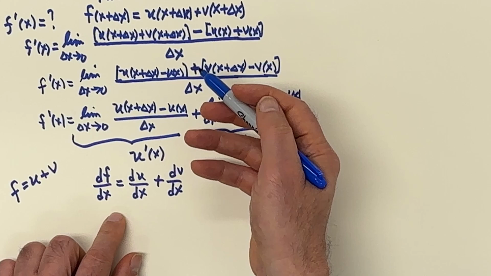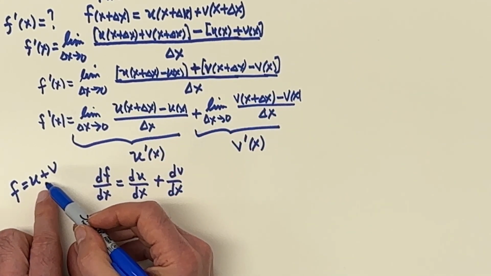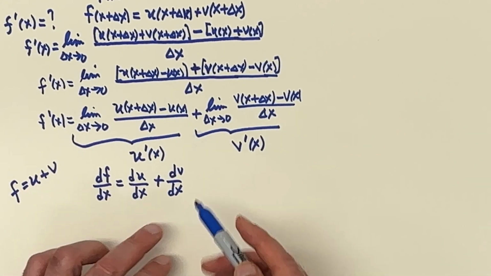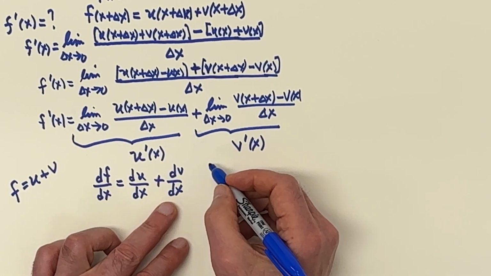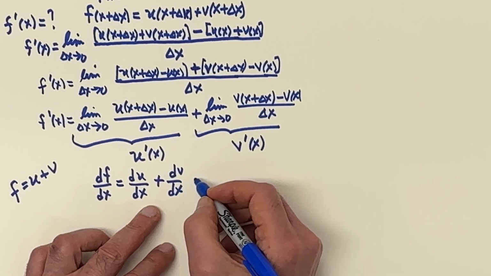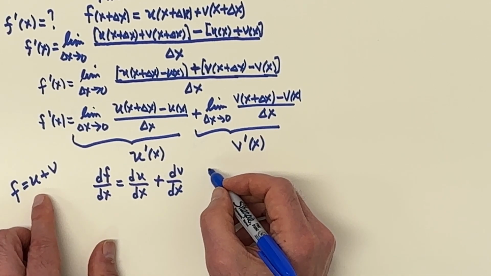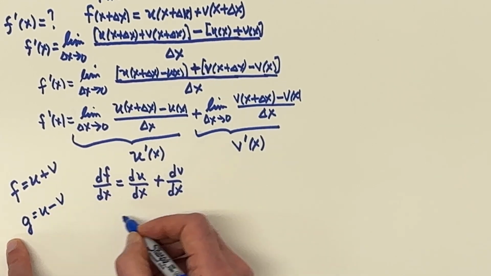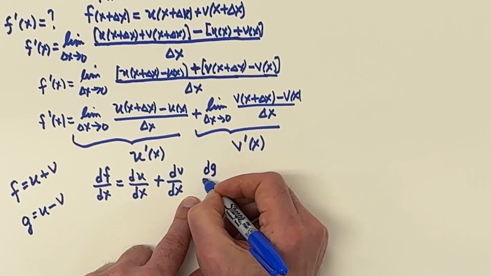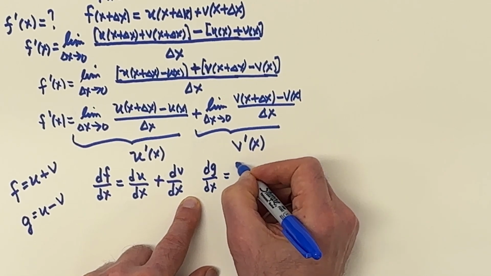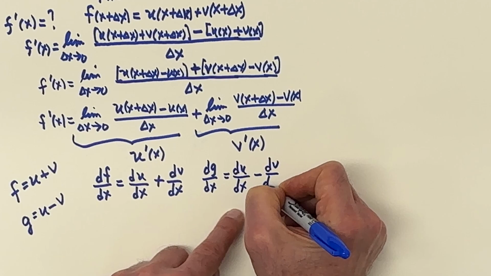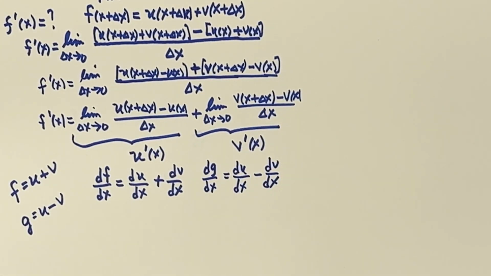Now, you could see that if we had started out with the minus sign here, everything would still work. So we could say here that this works for the case, I'll call it g, equals u minus v, then dg/dx would be du/dx minus dv/dx. So it works for addition and subtraction in a similar way.